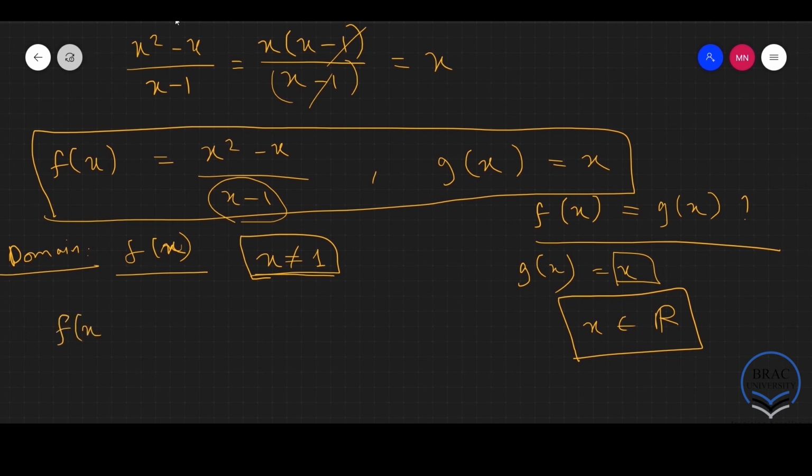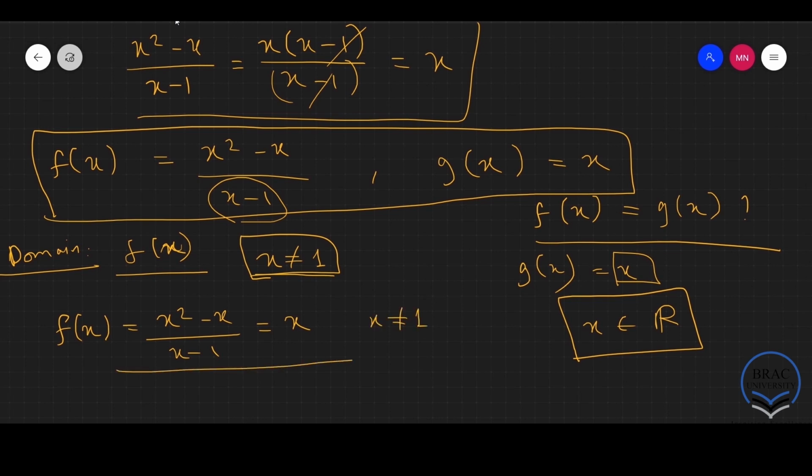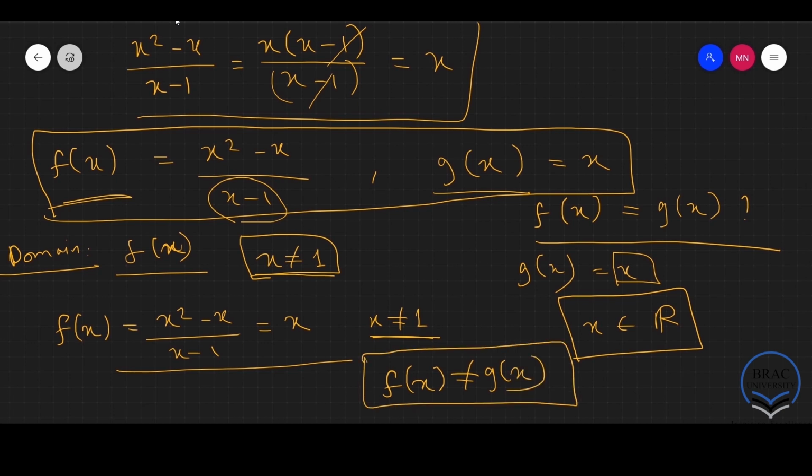Now f of x is equal to x squared minus x over x minus 1. This can be simplified into x, as we showed over here. But that is only valid if x cannot be equal to 1. Right, so this simplification is only valid if x is not equal to 1. So since x is equal to 1 is a valid input in the domain of g of x, but not for f of x, these two functions are not the same. They're not equivalent.